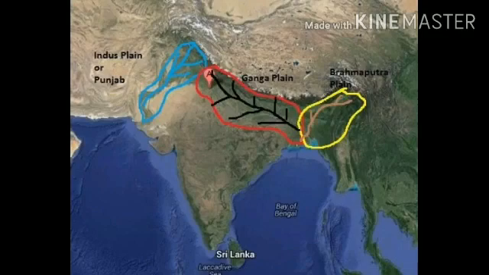Students, the Punjab plain is also dominated by Doabs. Students, what do you mean by Doab? Yes, it refers to the area between two rivers.